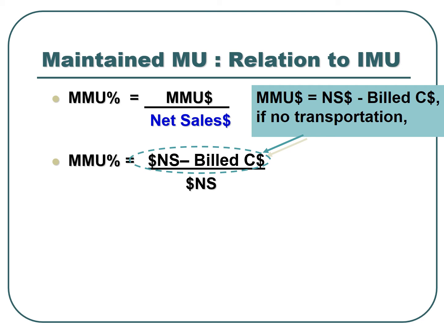In that case, maintained markup dollar will be net sales minus build cost. Okay, so if we can replace the maintained markup dollar portion of the previous formula with this concept, then maintained markup percent formula will be now net sales minus build cost over net sales.